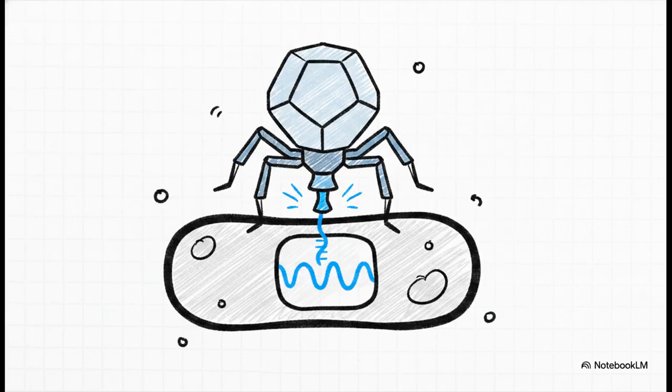The second method is transduction. I like to frame this one as an accidental genetic delivery service. It relies on bacteriophages, which are basically viruses that specifically target and infect bacteria. Sometimes, when these viruses are replicating inside a bacterial host, they make a little mistake. They accidentally package up a piece of the host bacterium's DNA instead of their own viral DNA. So when that virus goes to infect the next bacterial cell, it unwittingly injects the previous bacteria's DNA, sometimes transporting incredibly vital survival traits or virulence genes directly to a completely new host.